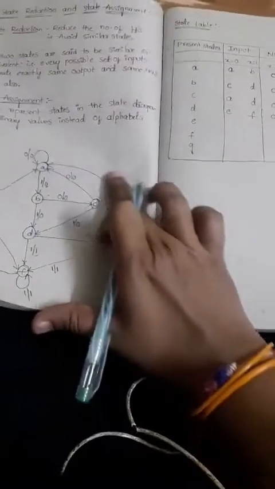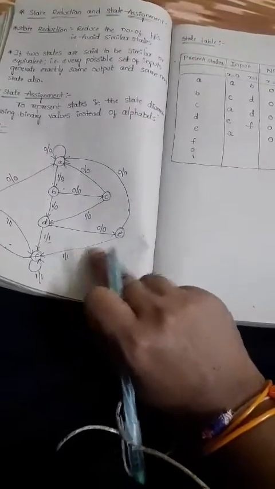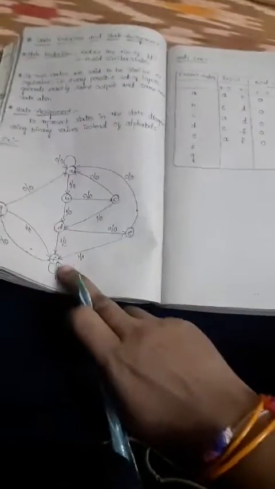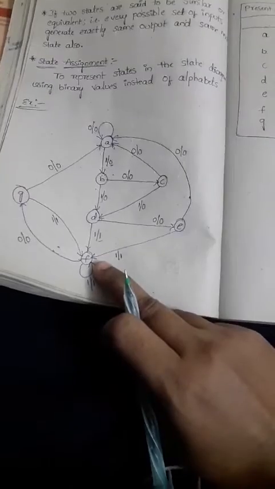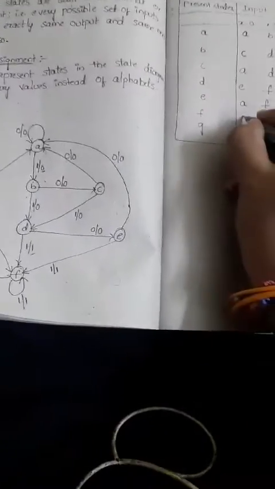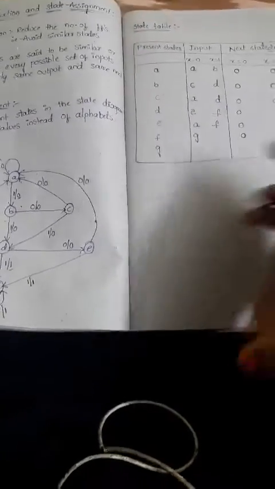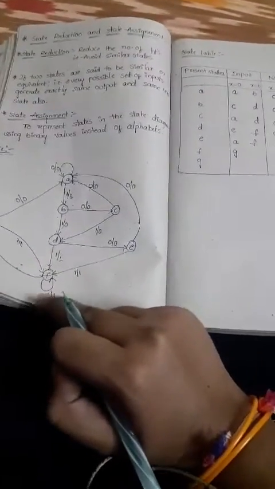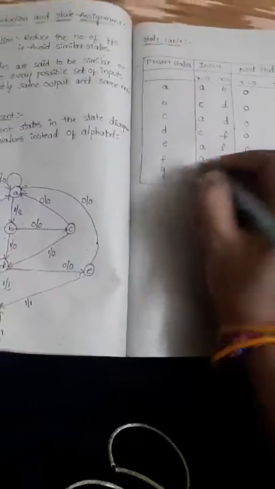E with input 0 reaches A. So whenever x is equal to 0, it reaches transition A and the output is 0. And for E to F, the output will be 1. Okay, now coming to F. F with input 0 reaches G, and the output is 0. Next, F to itself when the input is 1, and the output is also 1.